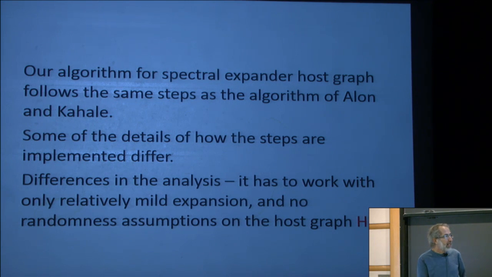And why are they different? Because first, in the analysis, we can no longer use the fact that the graph is random, and this was used in the analysis of Alon and Kahale, so we have to replace some steps in the analysis. Another thing that changes is that the expansion that we have is much smaller than that of random graphs. So again, we need to strengthen a few things. So these things cause some changes.